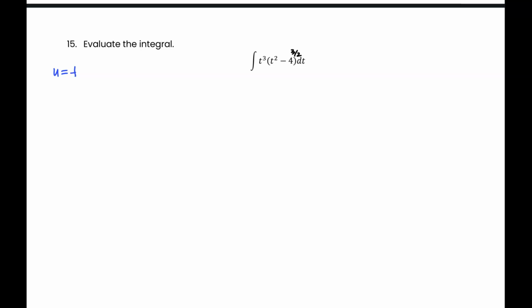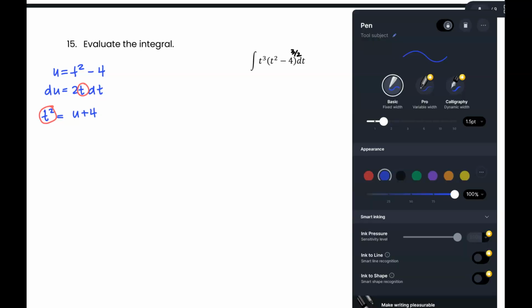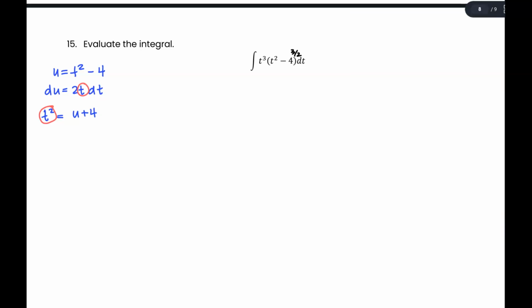u is equal to t squared minus 4. du is then equal to 2t dt. Okay, and so t squared is equal to u plus 4. I'm thinking that just because we get nice here, I can break up the t cubed into a t squared and a t. I feel like I can u-sub this thing. So let's just go ahead and see what happens. You know me, always willing to try out something for funsies.